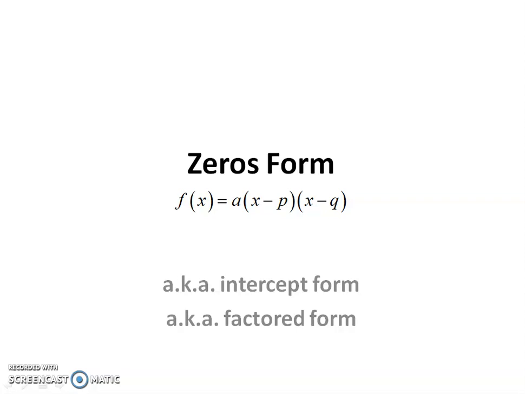This video is on the zeros form of the quadratic function, which has other names. It's also known as the intercept form, and it is also known as factored form. And this is what it looks like. It's got an a in front and then two brackets, x minus p times x minus q.